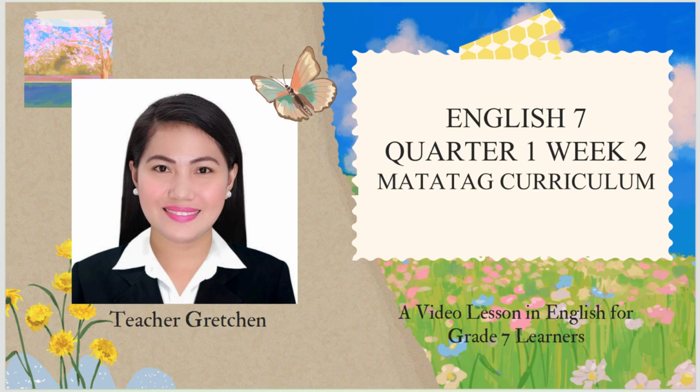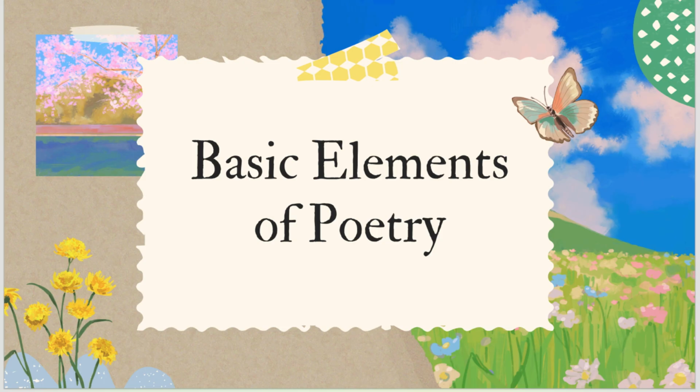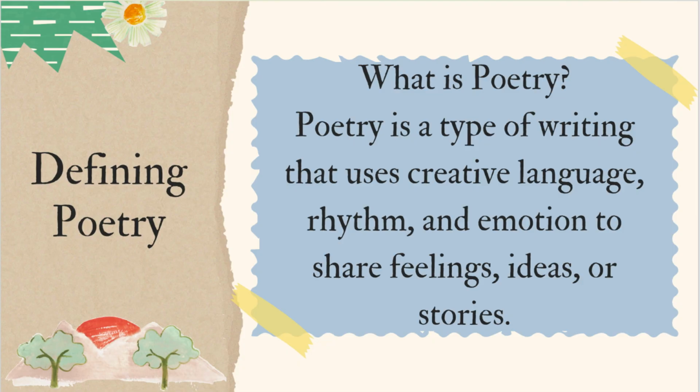Week 2 of the Matatag curriculum. Our learning competency is to analyze literary texts as expressions of individual or communal values. The topic of our lesson is about the basic elements of poetry. First, let's define poetry. So what is poetry? Poetry is a type of writing that uses creative language, rhythm, and emotion to share feelings, ideas, or stories.